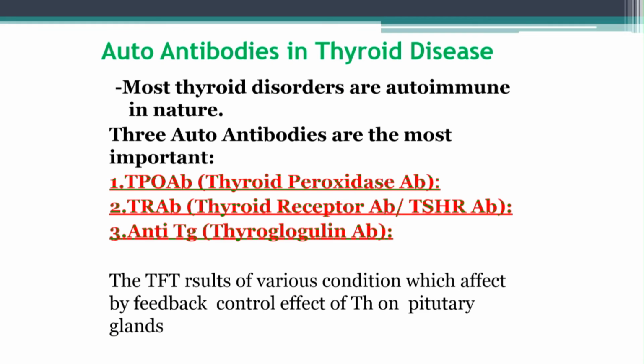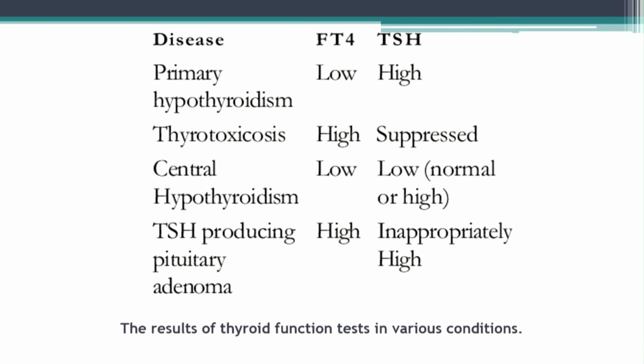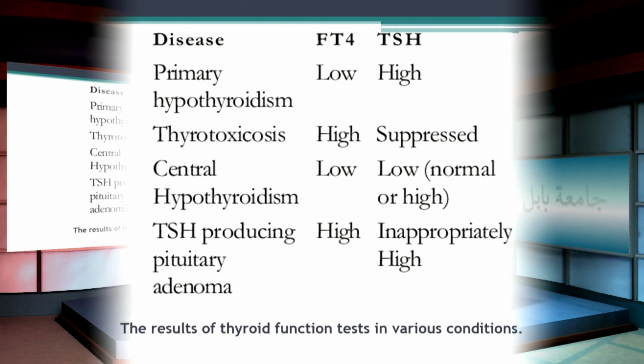The thyroid function test results of various conditions are affected by the feedback control effect of thyroid hormone on the pituitary gland. These include primary hypothyroidism, where the free T4 is low, resulting in high TSH. Thyrotoxicosis, where the free T4 is high, leading to suppressed TSH. Central hypothyroidism, where the free T4 is low and TSH is low, normal or high. TSH-producing pituitary adenoma, where both free T4 and TSH are high.